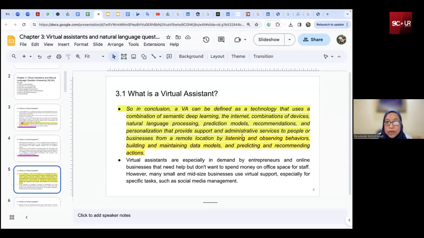Okay, what is a virtual assistant again? In conclusion, a VA can be defined as a technology that uses a combination of semantic deep learning, internet technology, natural language processing, prediction models and recommendation. These are the technologies. By listening, observing behaviors, building and maintaining data models, predicting, and recommending actions. So it can also predict, based on your searches, for example when you Google online.